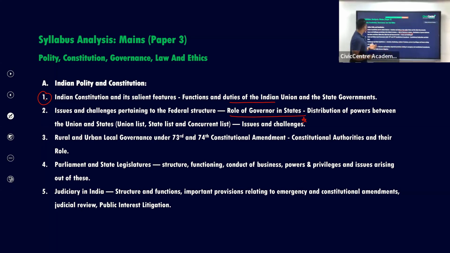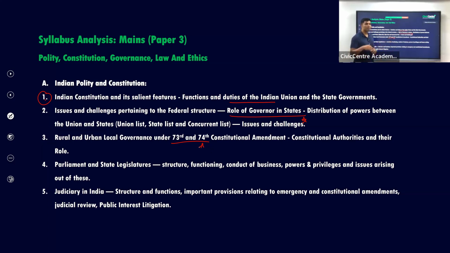Then if you see the 73rd and 74th Amendment, very important. Every year there will be a question: the relevance of Panchayati Raj, how efficient is the 73rd Amendment, what is the role of Gram Sabha, or something around these two amendments. Definitely there will be a question.